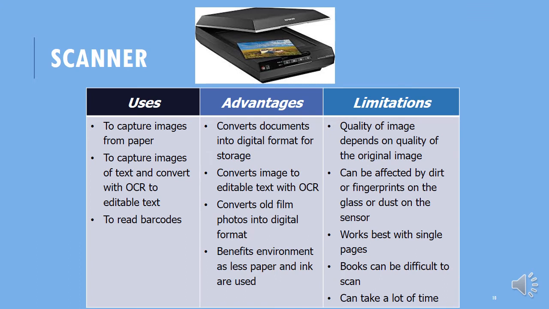A scanner is made for capturing images from paper images, and you can also use a scanner to convert a hard copy or a printed text into editable text in a Word document or the like, and you would use OCR, which is optical character recognition, to do that. There are also scanners made to read barcodes.